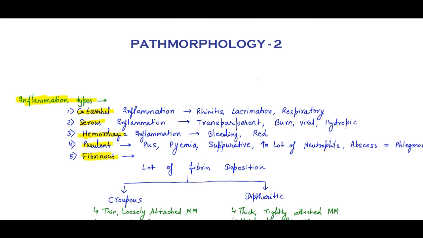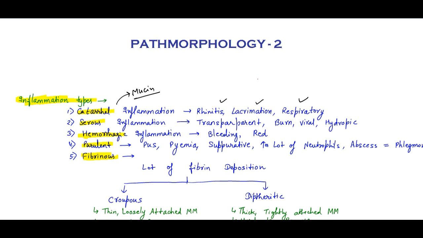Catarrhal inflammation is due to mucin. We already studied it, it is associated with mucin. Now remember rhinitis, lacrimation, and respiratory. So these are the catarrhal inflammation types: rhinitis, lacrimation, and the respiratory.